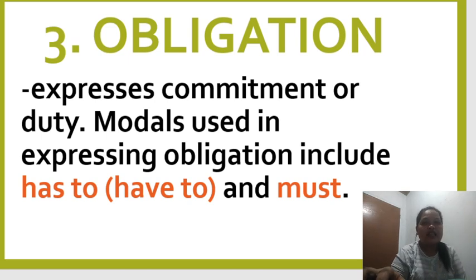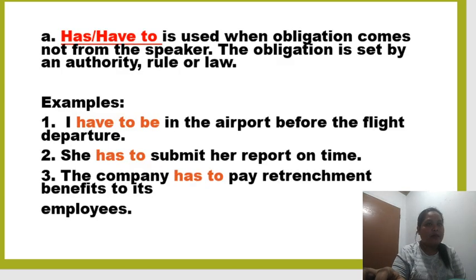So let us have the examples in this type of modal. The first one is has or have to. So when do we use has or have to? This is used when obligation comes not from the speaker. The obligation is set by an authority, rule, or law. Okay. So has or have to is used when the obligation comes not from the speaker, but it is an authority or rule or law that sets the obligation. Okay, so you use has or have to.